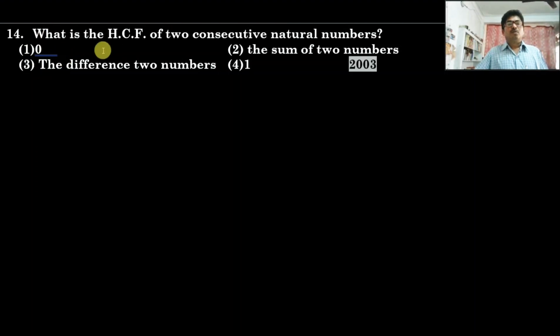14th, what is the HCF of two consecutive natural numbers? We know the rules of HCF. The HCF of consecutive natural numbers, two natural numbers side by side, is always 1. So that's why option 4.